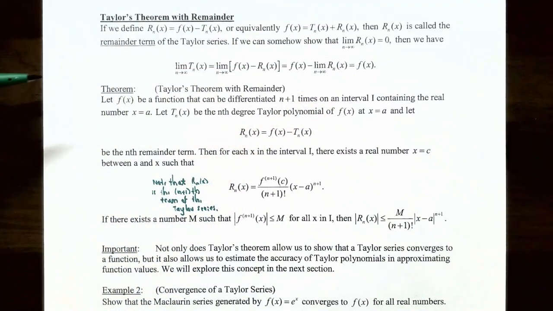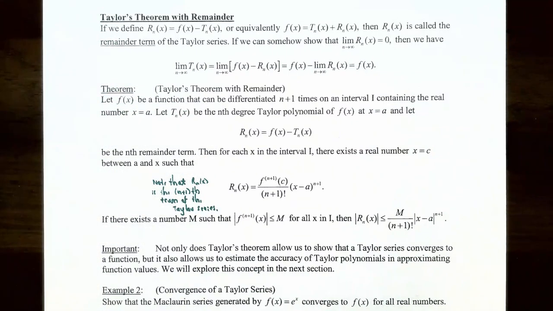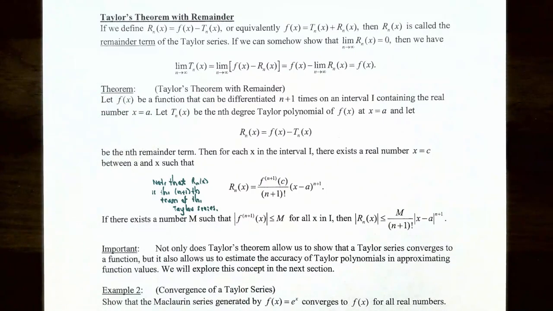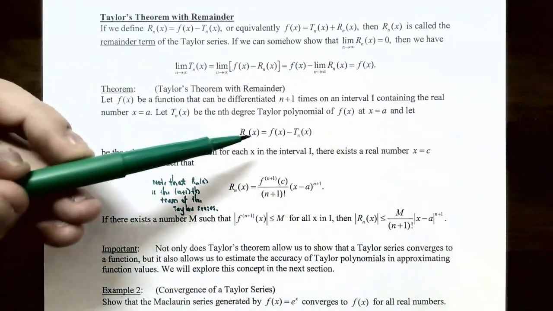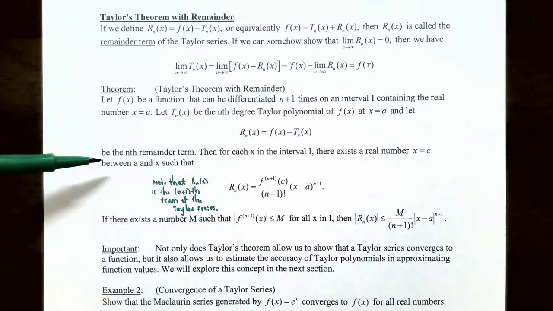So the theorem, Taylor's theorem with a remainder: let f of x be a function that can be differentiated n plus 1 times on an interval I containing the real number x equals a, let T sub n of x be the nth degree Taylor polynomial of the function f of x at x equals a, and let R sub n of x be equal to the function f of x subtract the nth degree Taylor polynomial T sub n of x. This R sub n of x is called the nth remainder term.